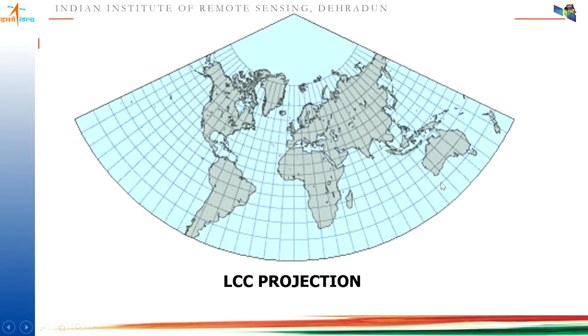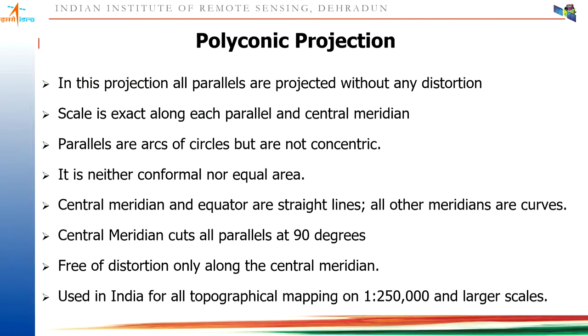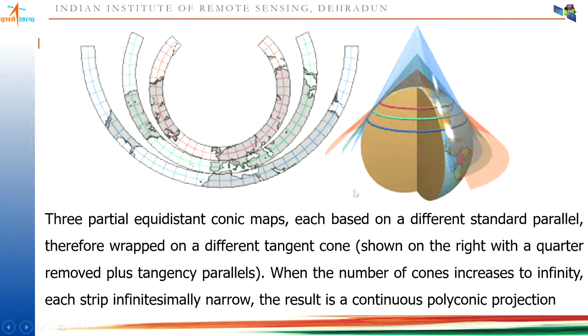This is more useful when the area has an east-west expanse, like the USA, Russia or China, bigger maps which have an east-west expanse. We can use this map projection.